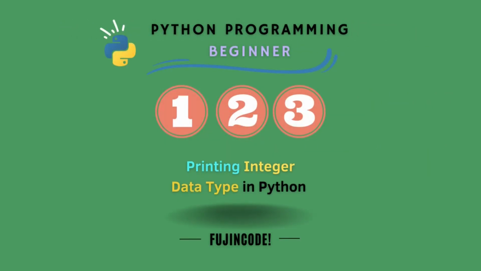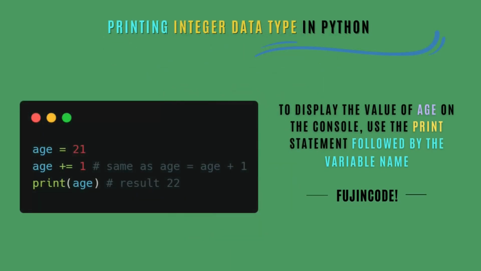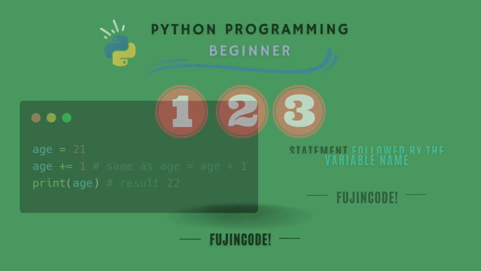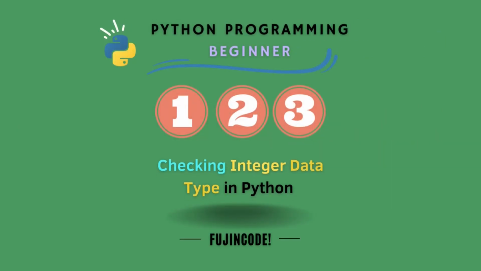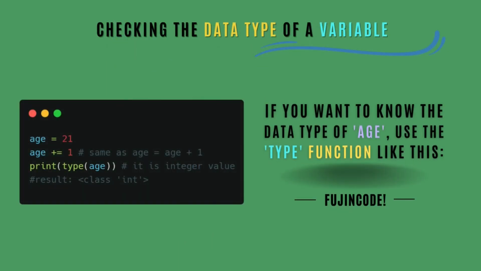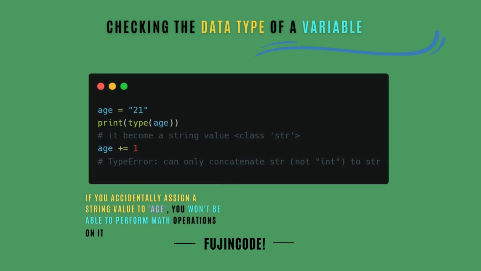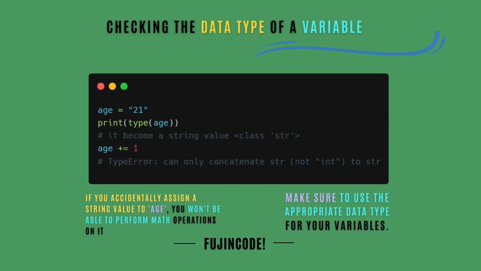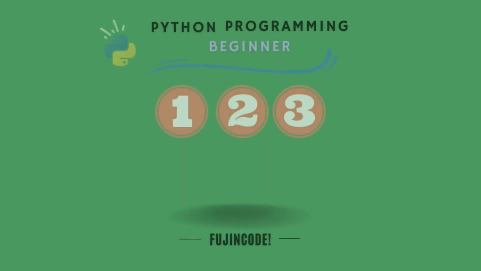Printing an integer. To display the value of age on the console, use the print statement followed by the variable name. Checking the data type of an integer. If you want to know the data type of age, use the type function like this. If you accidentally assign a string value to age, you won't be able to perform math operations on it. Make sure to use the appropriate data type for your variables.